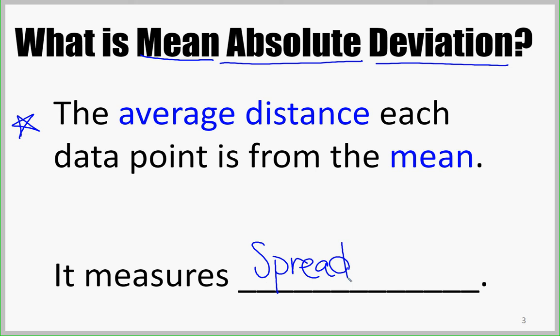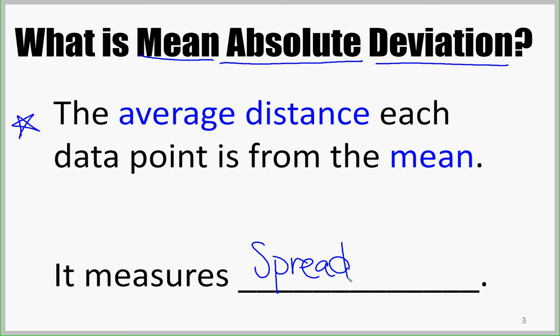Now, what do you think I mean by spread? No, I'm not talking about mayonnaise or mustard. What do you think it means by spread? Distance, yes. And what do you mean by distance, though? Like how spread out something is. Yes, exactly, perfect. How spread out something is.